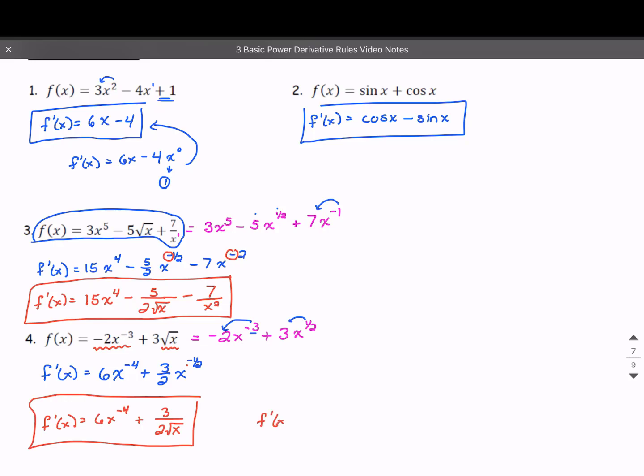If you rewrote the first term as 6 over x to the 4th, I certainly wouldn't mark that wrong because that is equivalent. But be careful that you do not move the 6 to the denominator because the 6 is not raised to the negative 4.